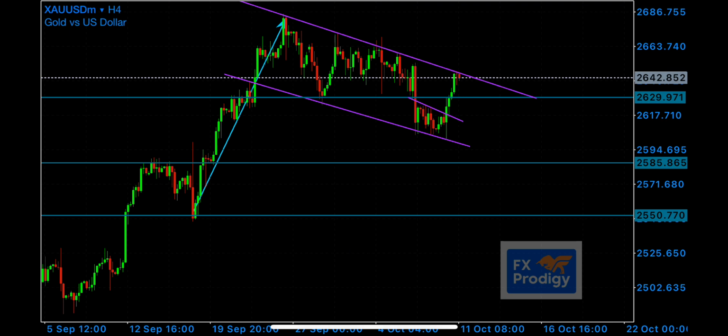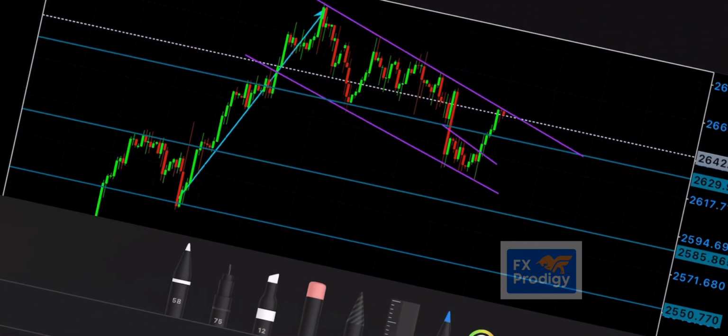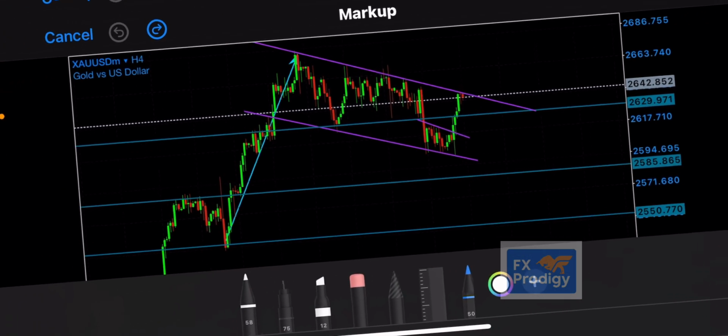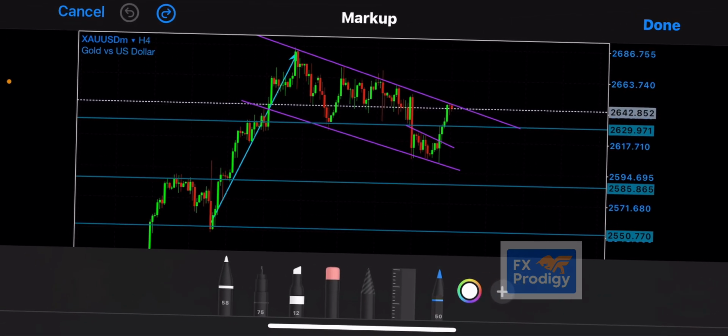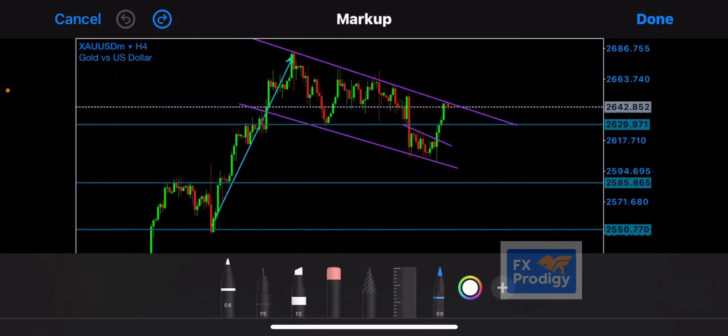We are going to be analyzing our gold, the bullish one that came here. We are going to be analyzing it fully using pure price action. What we did, we observed a bullish flag.